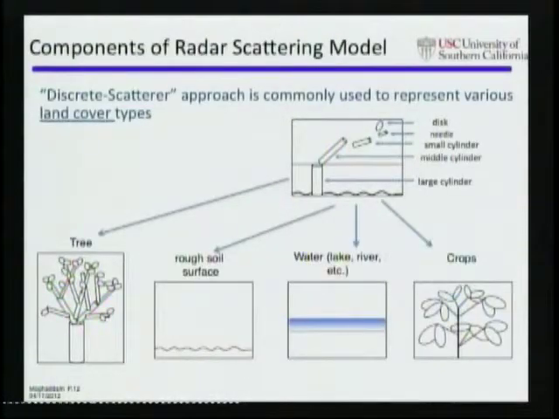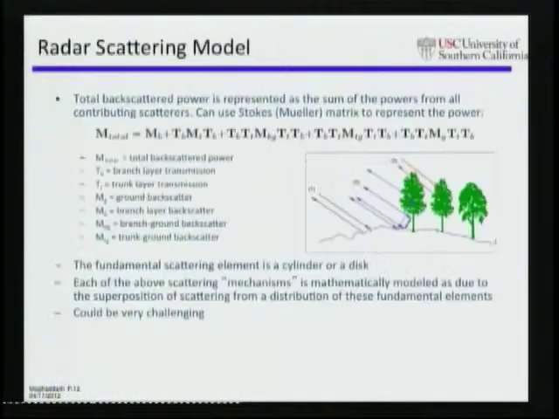Again, just to give you more detail, the tree becomes a collection of cylinders or disks or whatever other canonical objects are relevant. We have, of course, a forest floor, which is a rough surface. You could have water bodies like lakes or rivers, and crops can also be modeled essentially in the same way. So we can go around the environment and put our little modeling units there to get a handle on this problem.